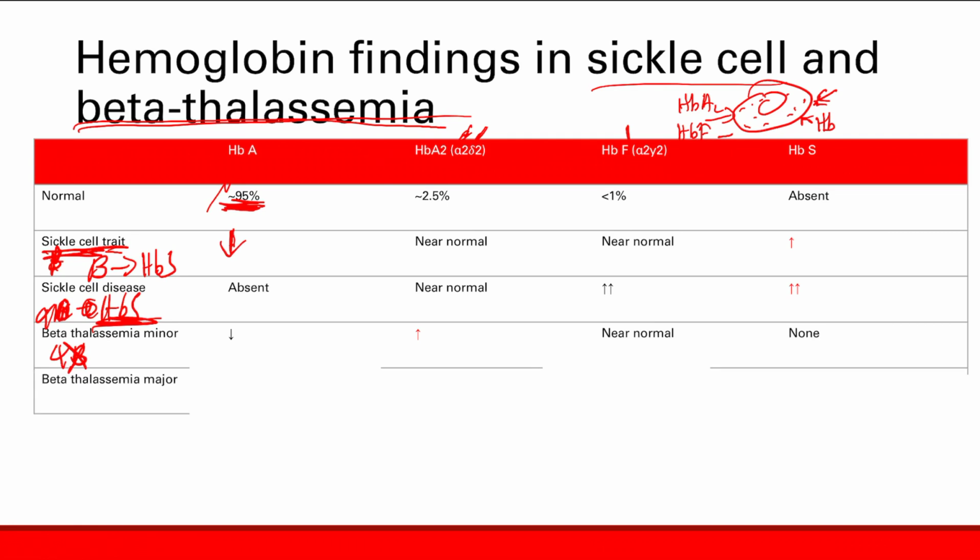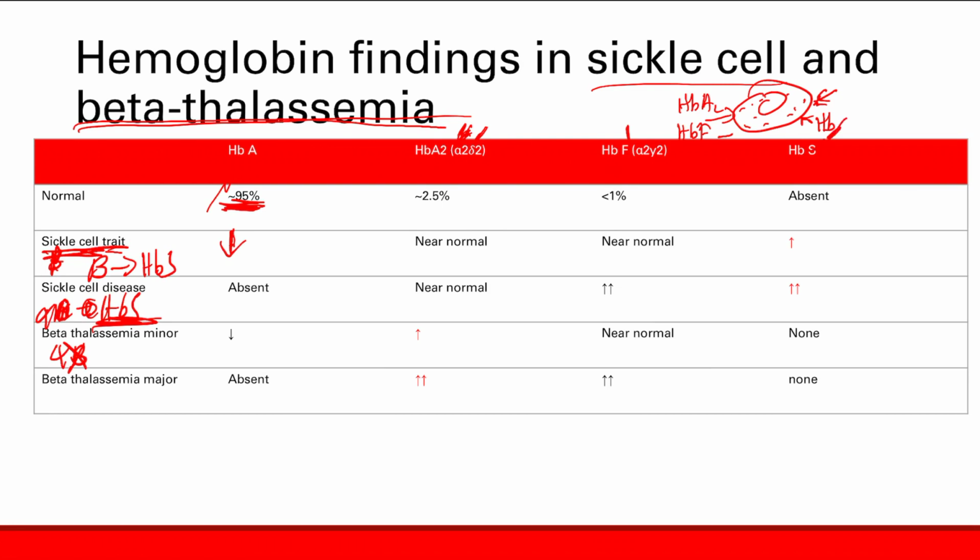Finally, beta thalassemia major. The problem is you're missing both of those beta genes. You have no beta globin production at all. So what happens to your hemoglobin A? You have absent hemoglobin A. What happens to your A2? It goes up a lot. That's compensation. Hemoglobin F is also going to go up. This is compensating again. And then this one, still nothing.